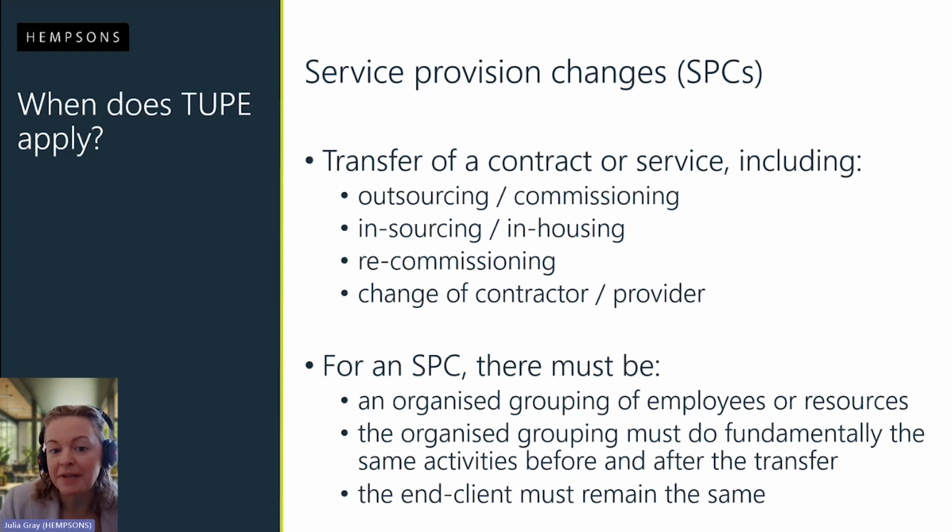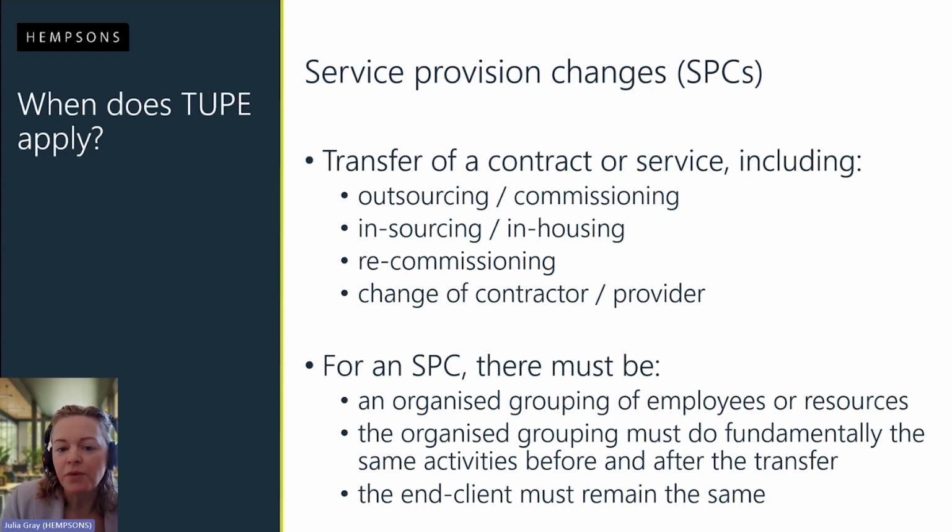So a straightforward example of an SPC would be, where it's slightly unusual, just bear with me with this one, where a care home decided to outsource its catering to a catering company. So they've decided we're not going to do our own cooking and catering for our residents, we're going to outsource the catering, as lots of, for example, schools do. So any kitchen staff employed by the care home would almost certainly transfer to the catering company, and that would be an SPC, a service provision change. It would be outsourcing, or first generation outsourcing, we sometimes call it as well. So the client stays the same. The client is going to be the care home before and after.